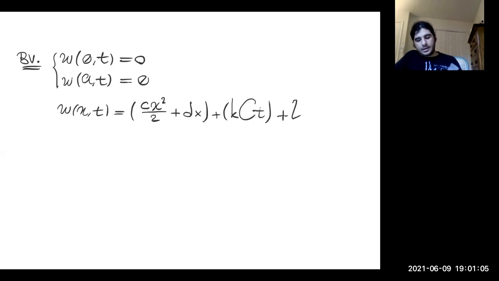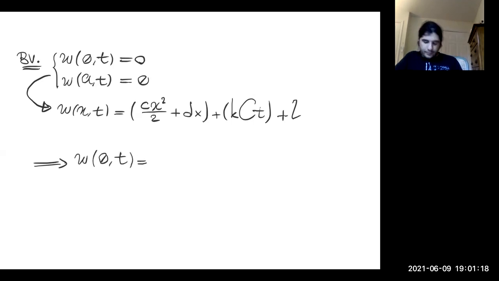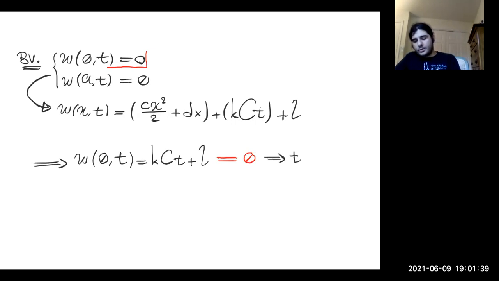Okay, let's plug in these conditions into our equation. Let's apply them to the equation and see what we would get. So what is w of the time 0 and t? Well, if we let x be 0, the whole first parenthesis would be 0. We would have kct plus L. This condition tells us this is equal to 0. Now we can solve this one. T would be equal to minus L over kc.